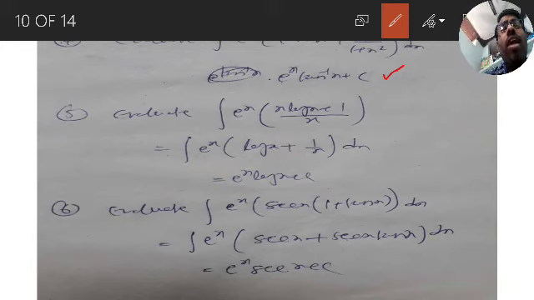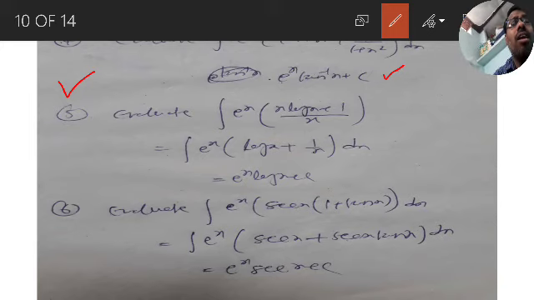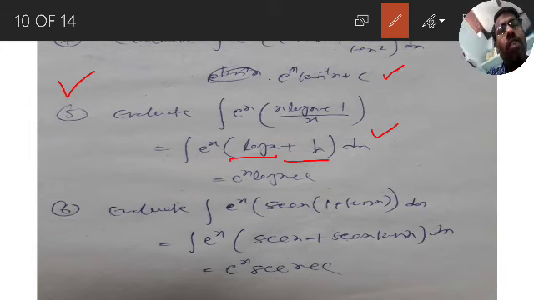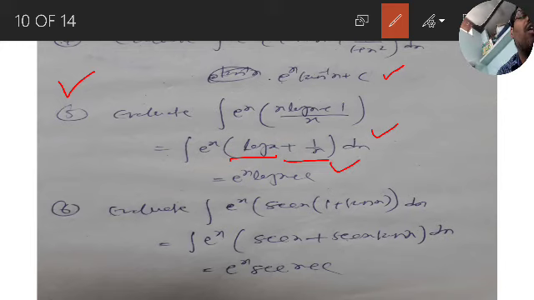Now the fifth problem is evaluate e^x (x log x + 1)/x. Now you can write x and x cancel, so it is log x + 1/x. This is e^x (log x + 1/x). Here the derivative of log x is 1 by x. So it is of the form integration e^x [f(x) + f'(x)] dx. Here f(x) is log x. Therefore the answer is e^x log x + c.